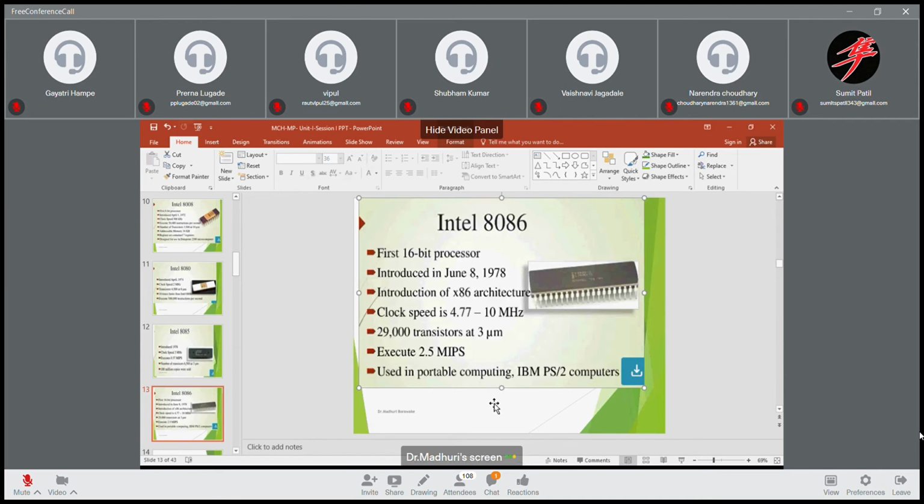That small partition is called a segment, and the process of dividing the total memory into small partitions is called memory segmentation. Now this 8086 microprocessor was developed in 1978. Here there is an introduction of pipelining. They have introduced pipelining.